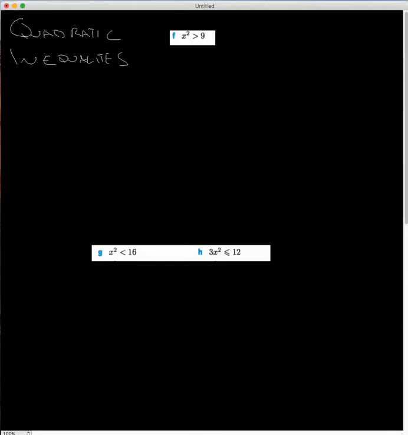So in order to do the quadratic inequalities, the first thing you should do is just solve it as if you have x squared is equal to 9. So at this point you should square root both sides, and you should get x is equal to plus or minus 3. So remember, with square roots, if you have minus 3 squared, you get 9. And if you have just positive 3 squared, you get 9. So there's two answers for this.